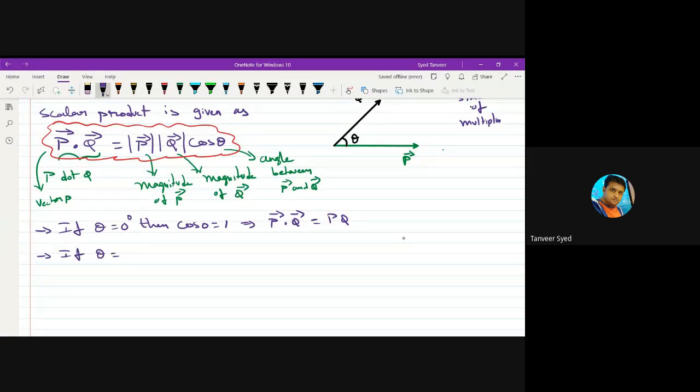If theta equal to 180 degree, that means how will be the two vectors? They will be anti-parallel, opposite to each other. 180 degree. Then cos 180 degree is minus 1. That means P dot Q is equal to minus PQ, because cos 180 is minus 1.